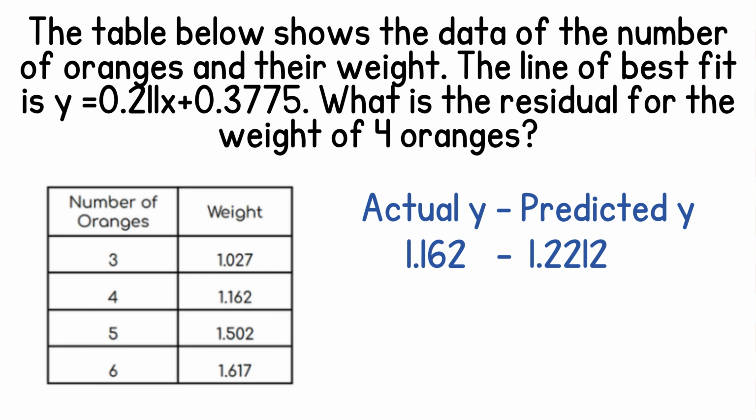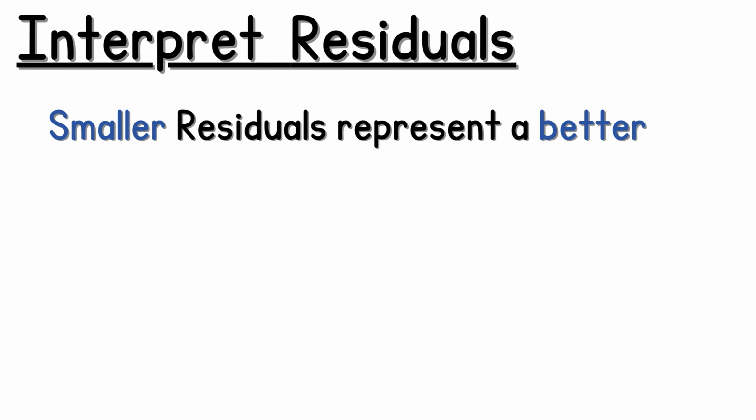And now we'll subtract these two values. This gives us a residual of negative 0.0595. So we know how to find the residual, but now let's look to see how we can interpret them. Let's look at interpreting residuals. Smaller residuals represent a better fit for that line.